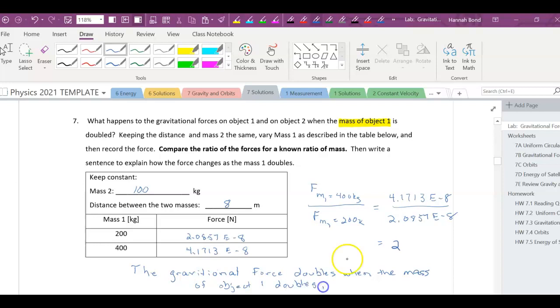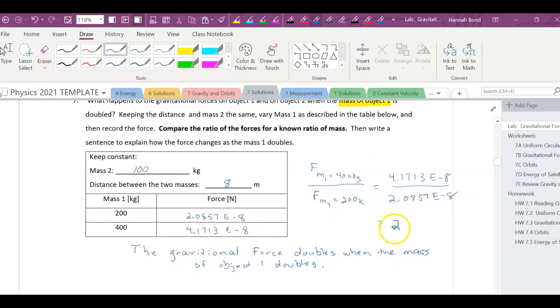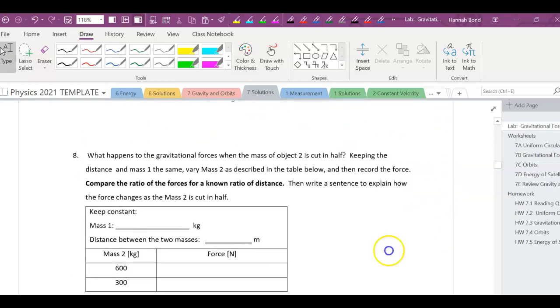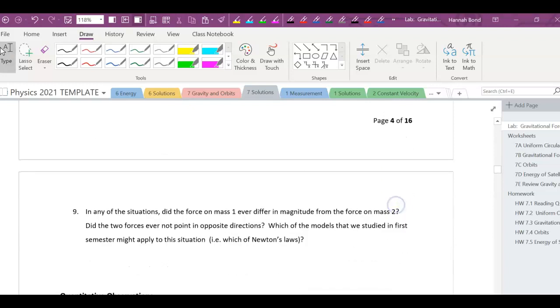Okay. So again, I wrote down my data and then I looked at a ratio. I was looking at when the mass doubled, and so I wanted to put the number where the mass was twice as big on top of my ratio. I did the math. I see that the force is doubled, and then I wrote the sentence. I'm going to leave you to do number 8 on your own.